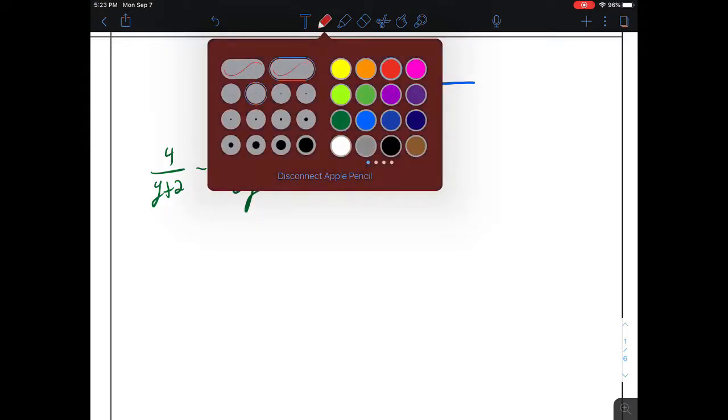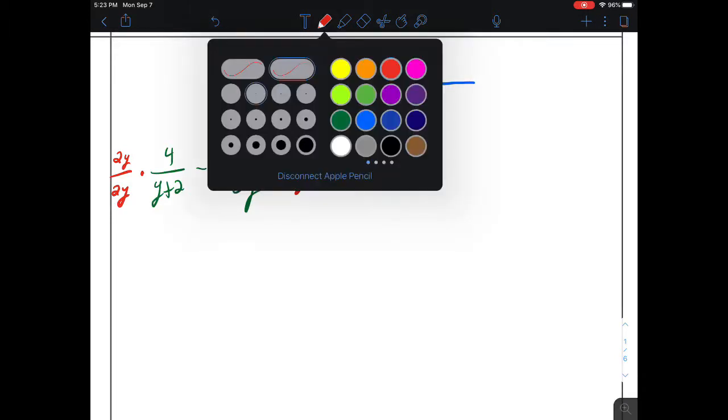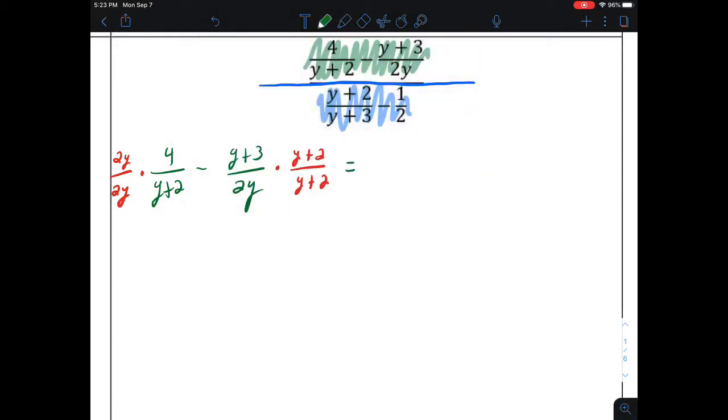So through the process of doing that, I need to get a common denominator. So I'm going to multiply the fraction on the left by 2y over 2y, and multiply the fraction on the right by the denominator on the left, y plus 2 over y plus 2. And now, work to simplify. So that's going to give me 8y over 2y times y plus 2 minus, now, I might as well go ahead and multiply it together. I'm going to have to do that at some point anyway. So y squared plus 5y plus 6 over 2y times y plus 2.